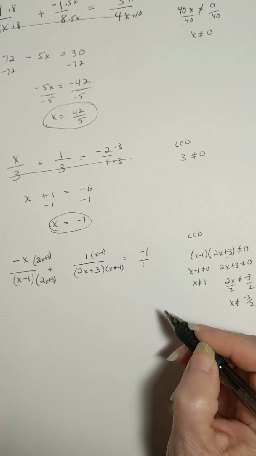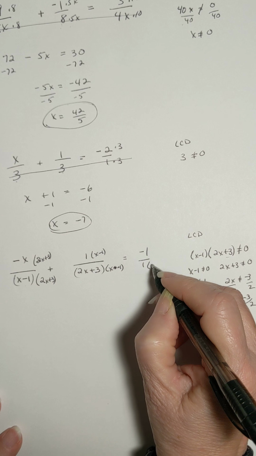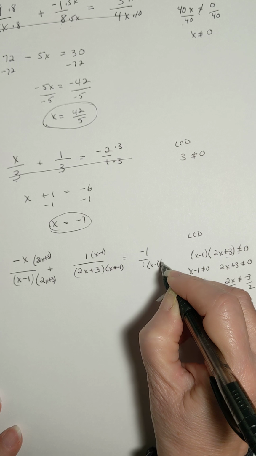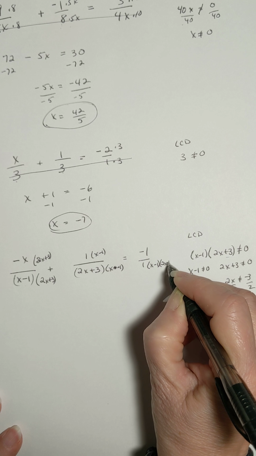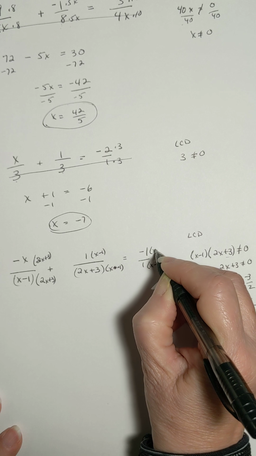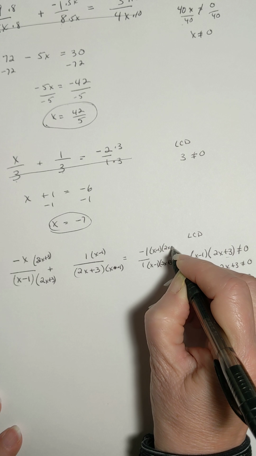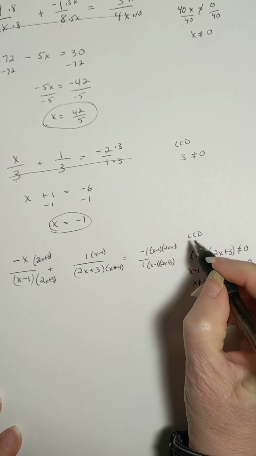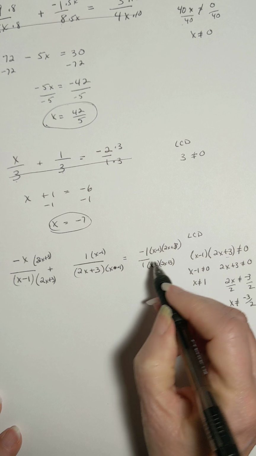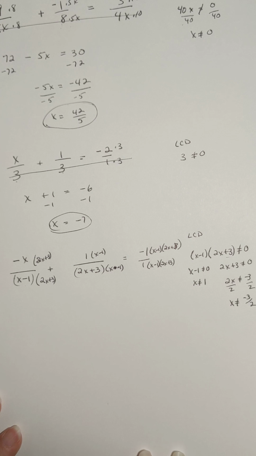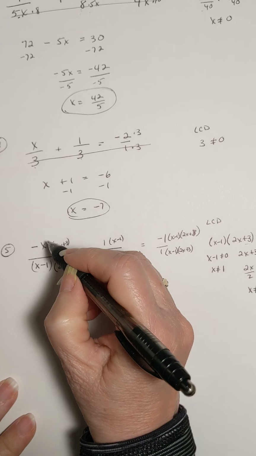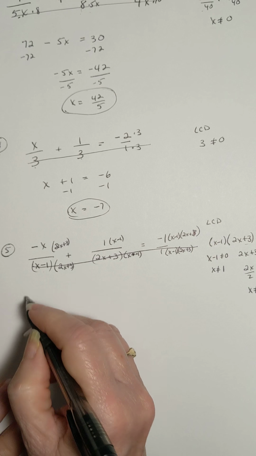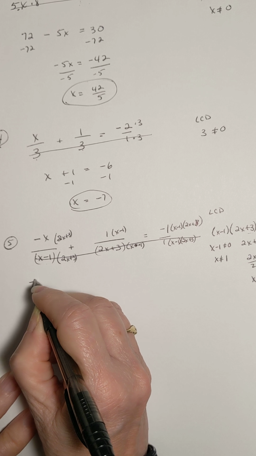Now this is over 1, so it has nothing. So it's going to need both of them. So x minus 1 times 2x plus 3. Now, since this is negative 1, I'm going to FOIL this out first, and then I'll multiply in the negative 1. So it'll take me a couple of steps. So now all of my denominators are the same, so I'll scratch through my denominators.